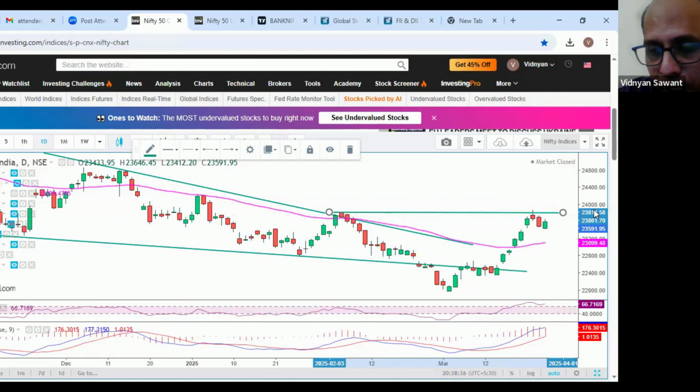So if an investor wants to enter the market, the first entry point would be if Nifty dips below near 22,800. Below that, the 22,000 level will be a good entry point for the investor. Or if Nifty sustains above 24,050, then we can enter once again for long-term investment purposes. So this is the Nifty view.